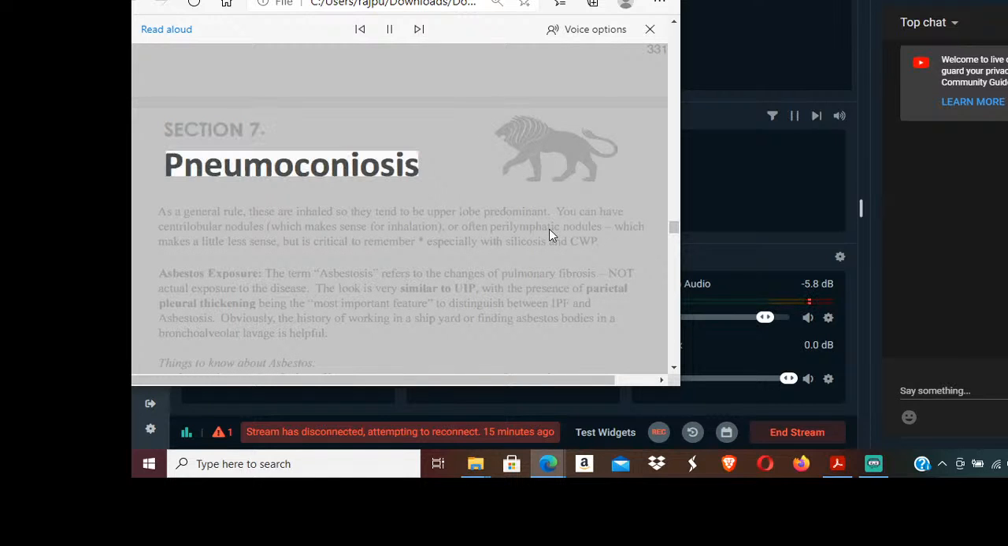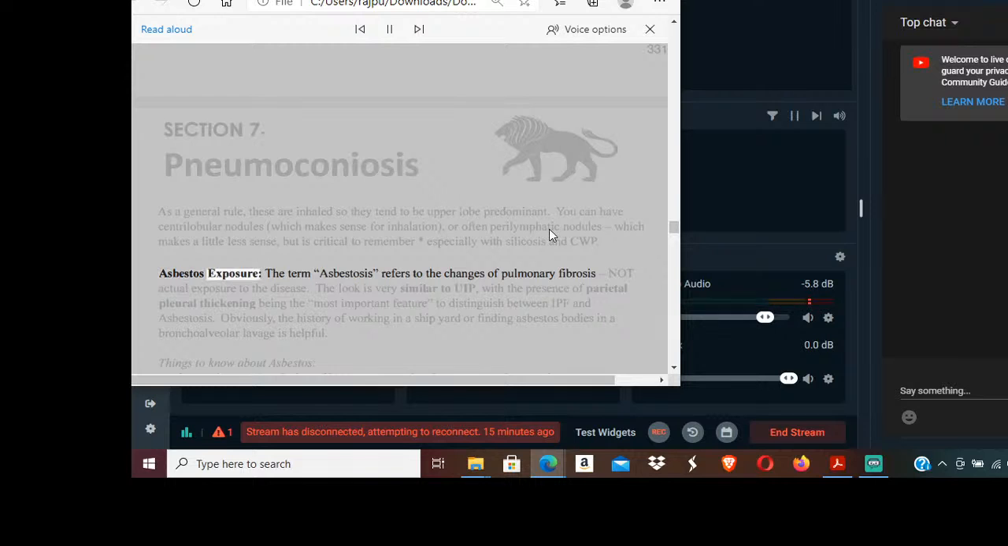Pneumoconiosis. As a general rule, these are inhaled, so they tend to be upper lobe predominant. You can have centrilobular nodules, which makes sense for inhalation, or often perilymphatic nodules, which makes a little less sense, but is critical to remember especially with silicosis and CWP.